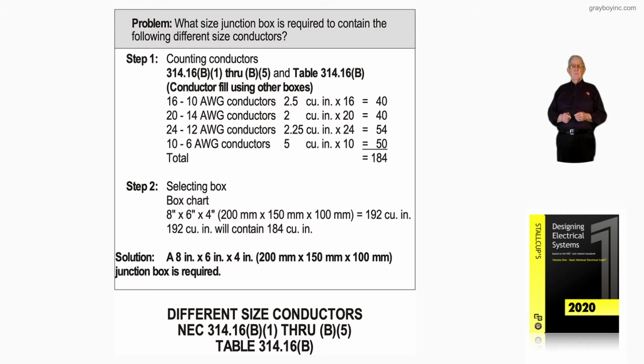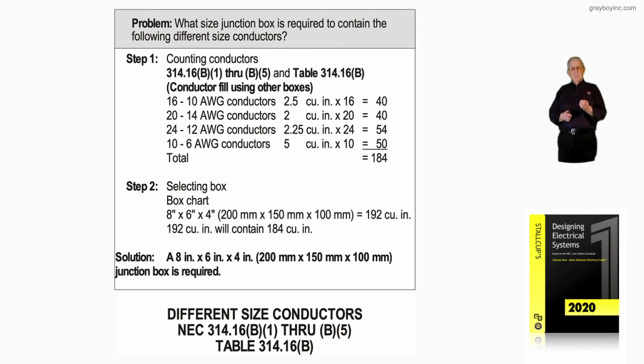And when we total everything, it is 184 cubic inches. Now, each one of those cubic inch ratings for each conductor, remember, is selected from our table 314.16(B), as in boy. Now, selecting the box, the dimension or the dimensions of the junction box has to be greater than 184 cubic inch.